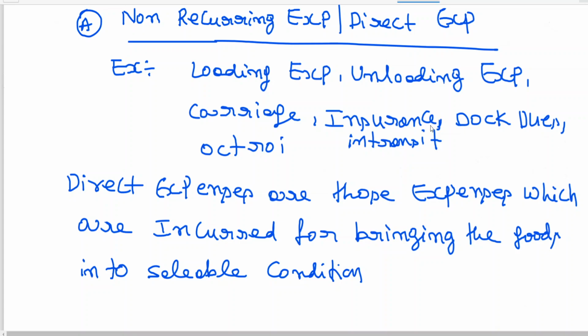Nowadays, whenever you want to move goods from one place to another, even the transport authority requires you to produce an insurance receipt. Otherwise, the checkposts do not permit the goods to move, because nobody wants to take a risk. Of course, you need to incur some expenses. That is dock dues, for shipment of the goods, and for that you need to pay clearing charges, dock dues, etc. Octroi is for moving goods from one place to another. These all are called direct expenses.